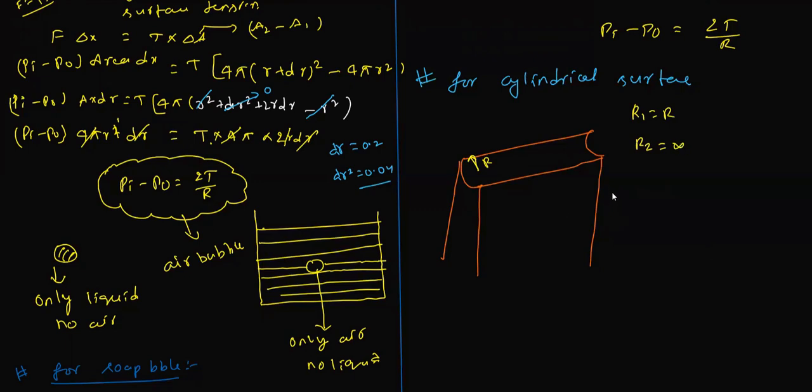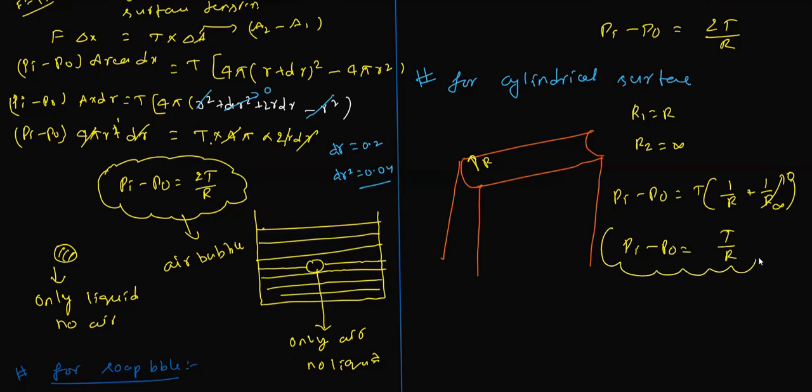Substitute in the general formula: Pi minus P naught equals T times (1 by R1 plus 1 by R2). 1 by R2 is 1 by infinity, and anything divided by infinity is 0. So only 1 by R remains. Therefore, Pi minus P naught equals T by R. So for any cylindrical surface, Pi minus P naught is T by R, where T is the surface tension and R is the radius of curvature of the cylindrical pipe.